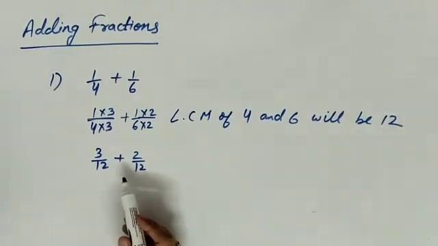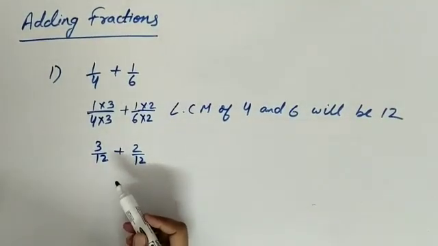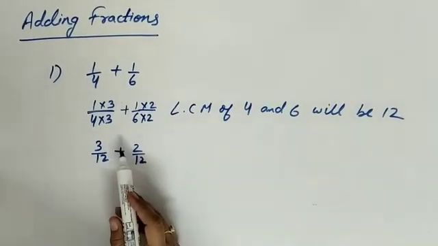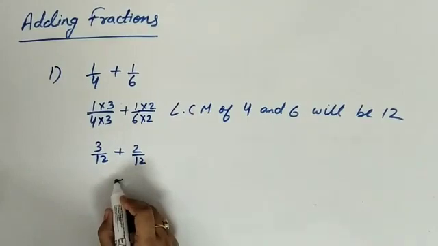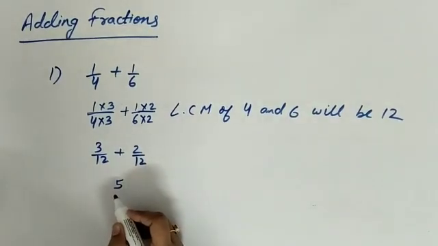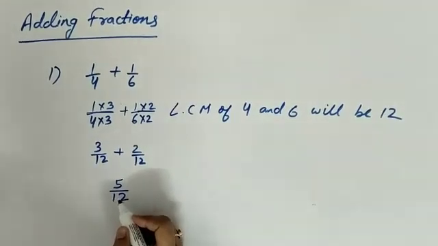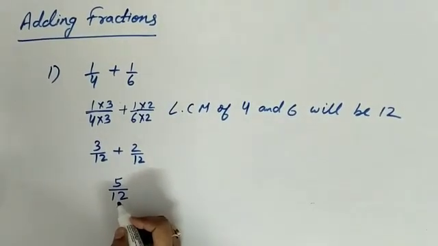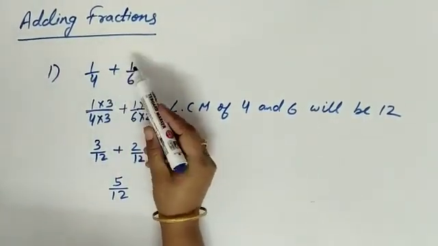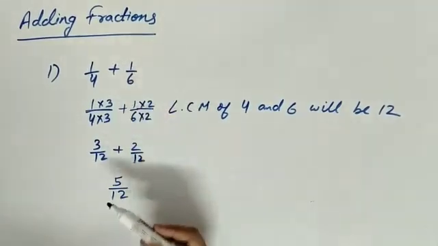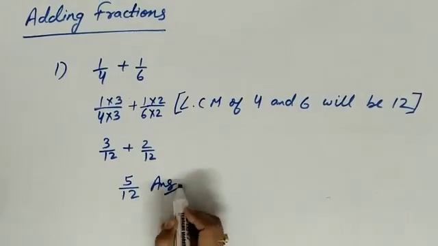Now adding fractions is so easy, because now we just have to add the numerators. We add 3 and 2, we get 5, and we leave the denominator as it is because it is common, so we write 12 here. So the addition of 1 out of 4 and 1 out of 6 has given us 5 out of 12. This is our answer.